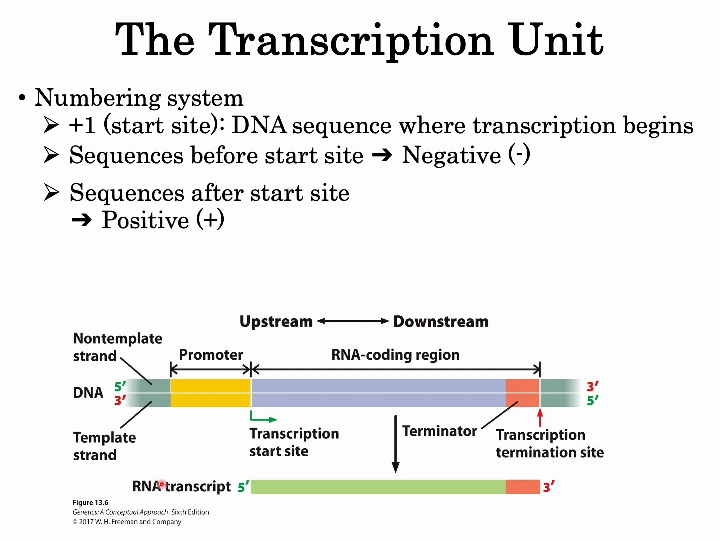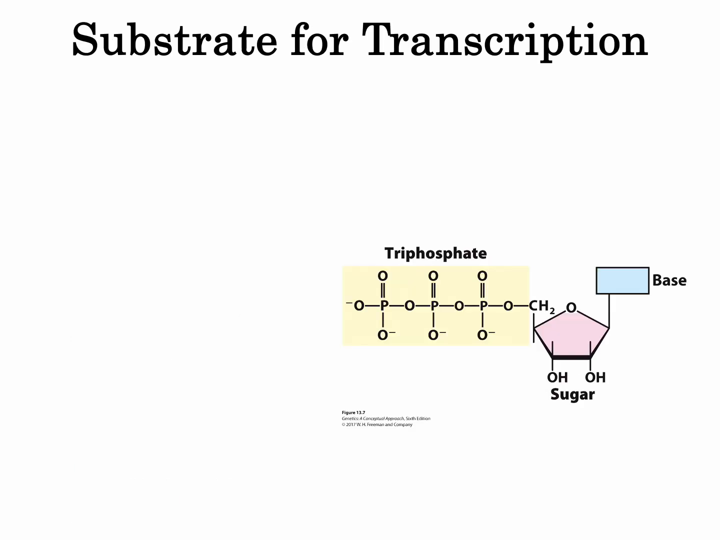For example, if you have the promoter and you are looking at a specific nucleotide in the promoter, we can mention it as -10. -10 means that it is 10 nucleotides before the +1 site, and you can also mention -35, which is 35 nucleotides before the transcription start site. So the sequences after the transcription site are positive, and there is no zero in the numbering system of the transcription unit.